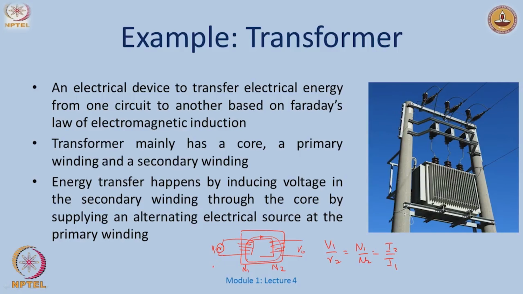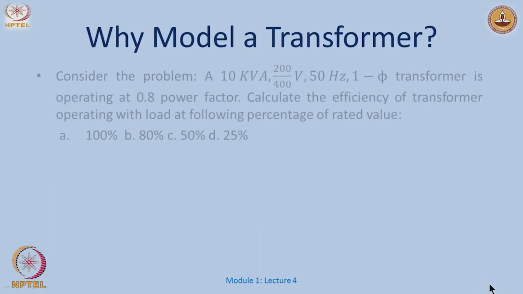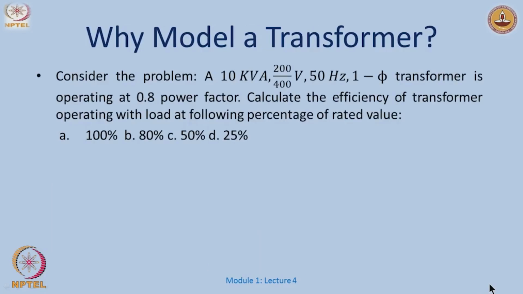What is the relation between the power here and the power here? If I just write it very simply, the input power should be equal to the output power, or V1 I1 is V2 I2. Okay. Now this is something which we do in our course, right? All textbooks have some problems like this.